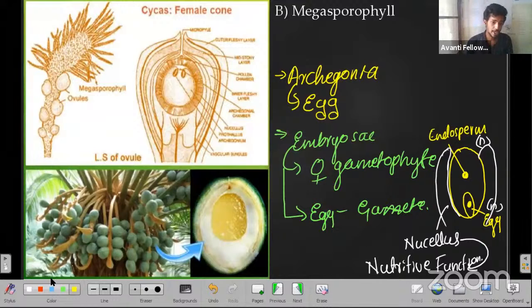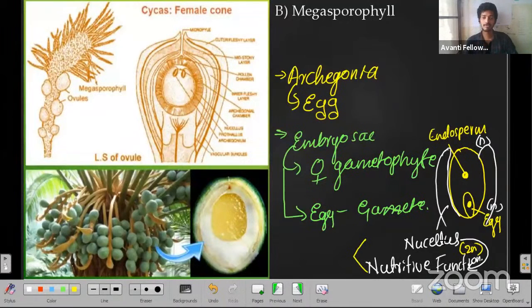Then what will be the ploidy of this nucellus? The nucellus is present outside the embryo sac. Remember, the embryo sac is a gametophyte, and the nucellus is present outside of it. What will be the ploidy of the nucellus? Correct, it will be 2n, not n, because it's part of the sporophyte, the parent plant.